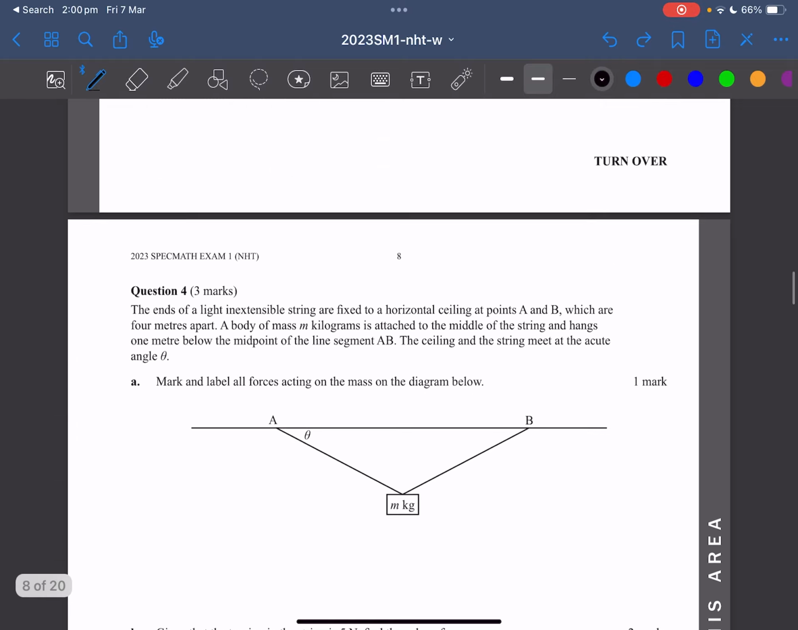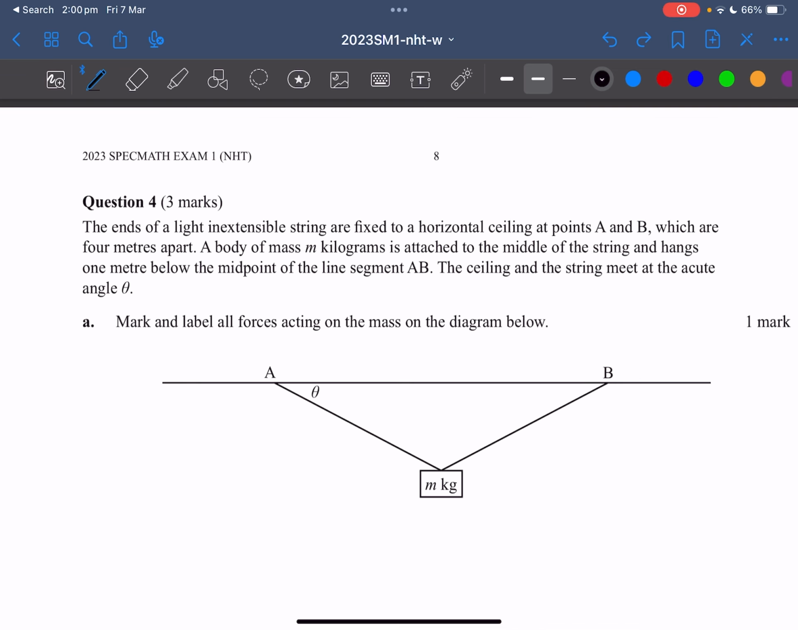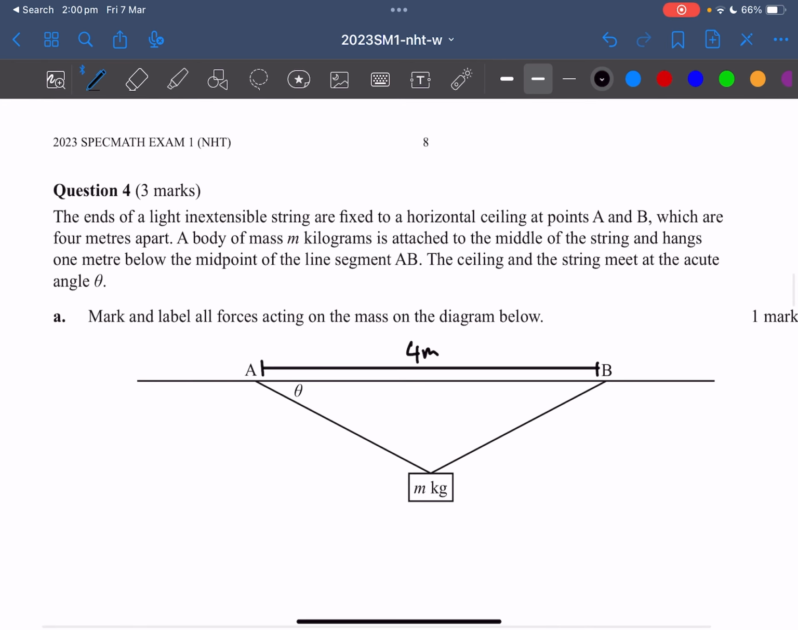Okay, yeah. Question 4, the ends of a light inextensible string are fixed to a horizontal ceiling at points A and B, which are 4 meters apart. So this is going to be 4 meters. Okay, a body of mass m kilograms is attached to the middle of the string and hangs 1 meter below the midpoint of the line segment A and B. So this length over here is going to be 1 meter. Okay, the ceiling and the string meet at an acute angle theta.